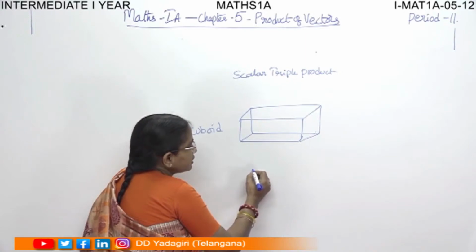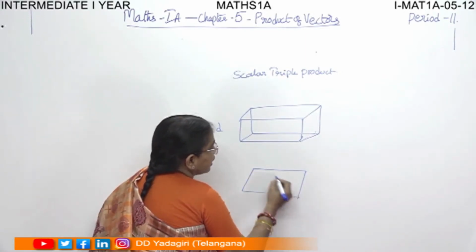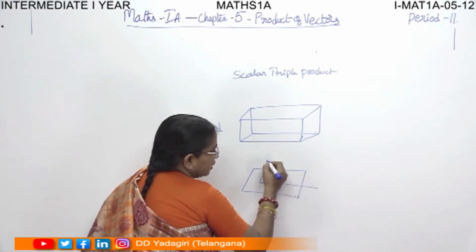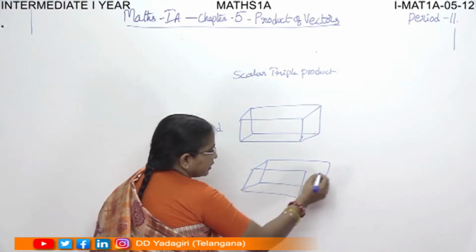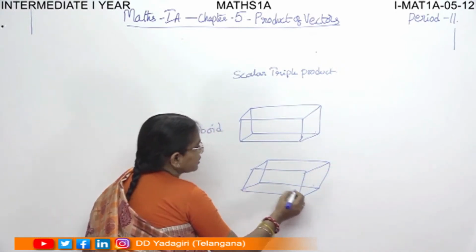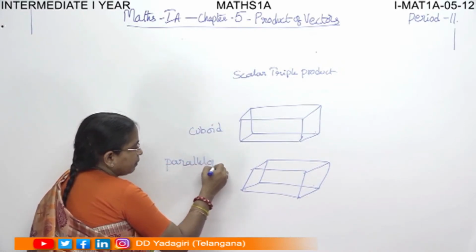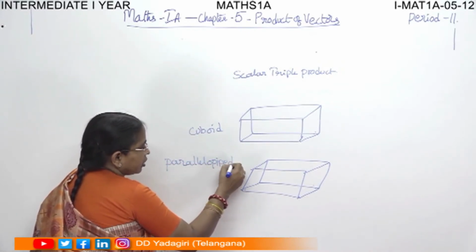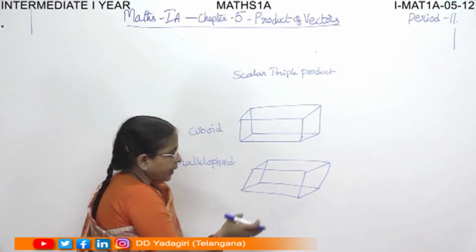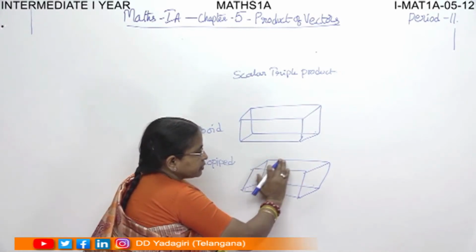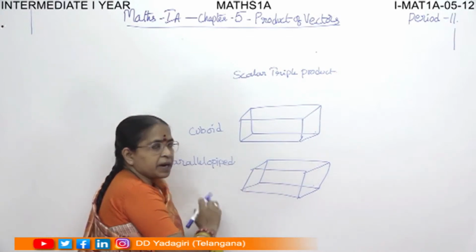Now, if all sides are parallelograms like this, then the solid is called a parallelepiped. If all the sides of the solid are parallelograms, the base is a parallelogram, the top is a parallelogram, all sides are parallelograms, then this is called a parallelepiped.